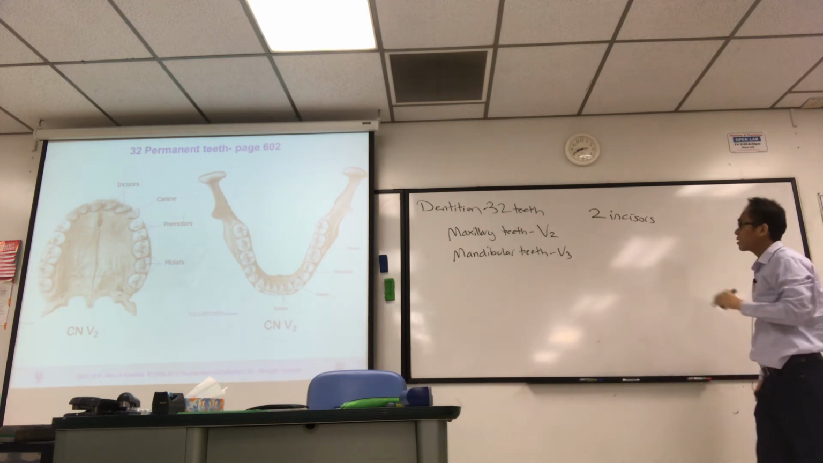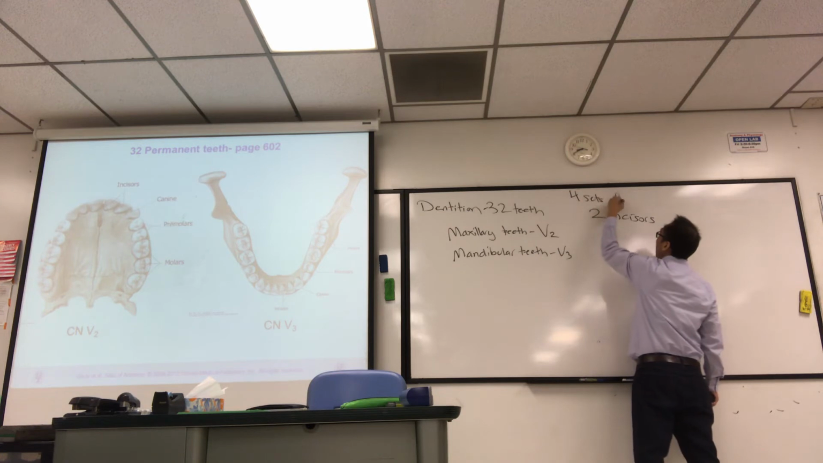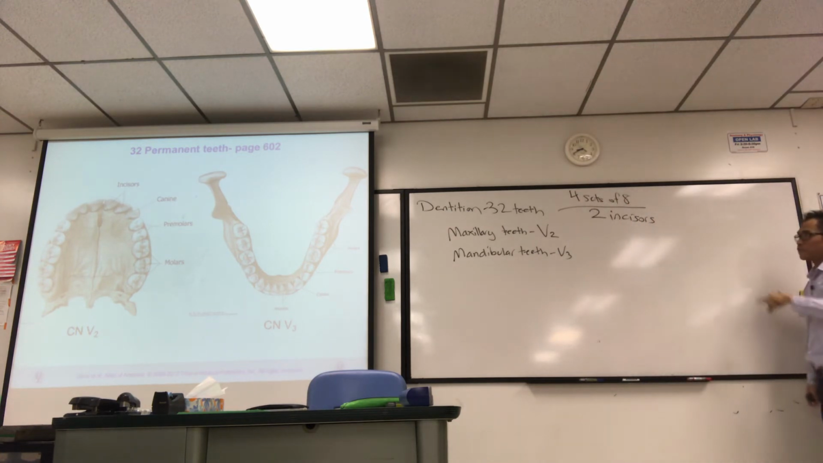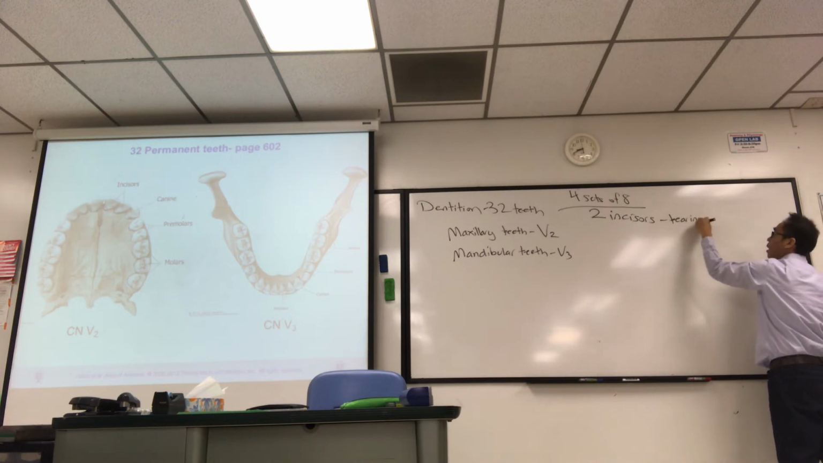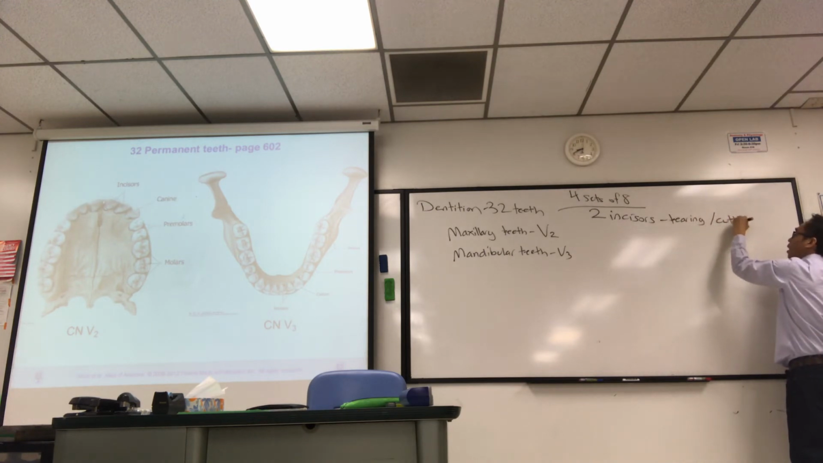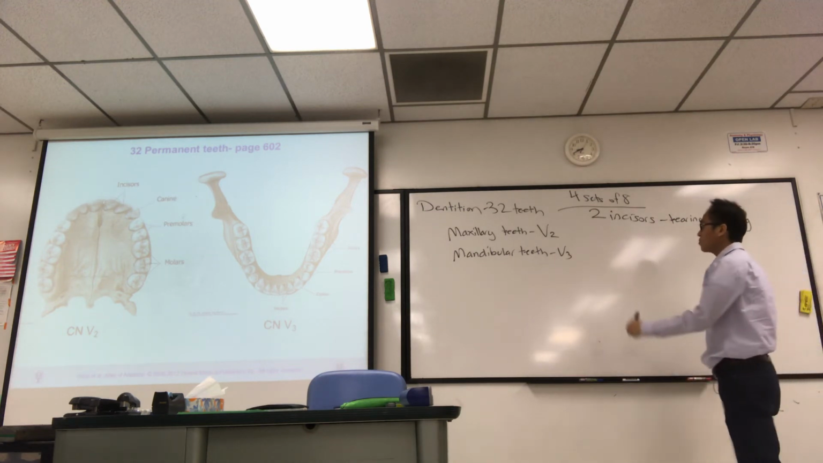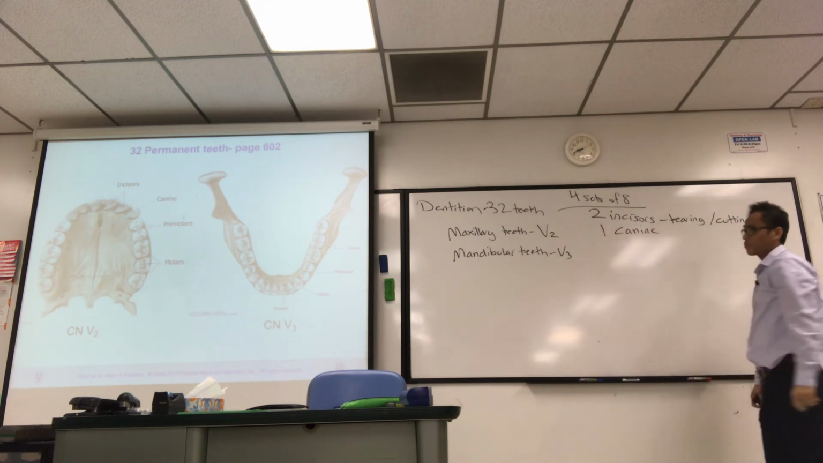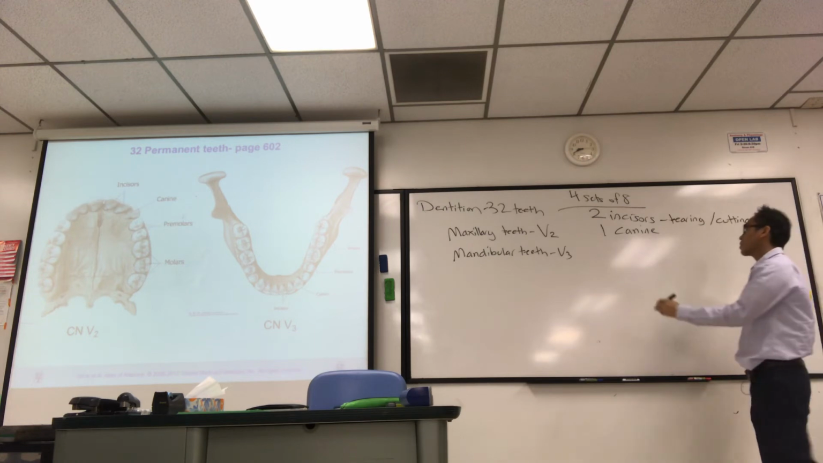In your set of 8, 4 sets of 8 is what I said. So here's 1 set of 8: 2 incisors. They're not for chewing, they're more for tearing and cutting, right? You have 1 fang, 1 canine. It's a cone-shaped tooth. You have 2 premolars, 3 molars.